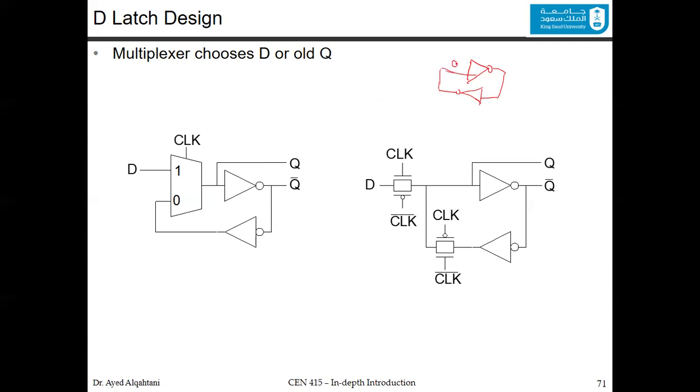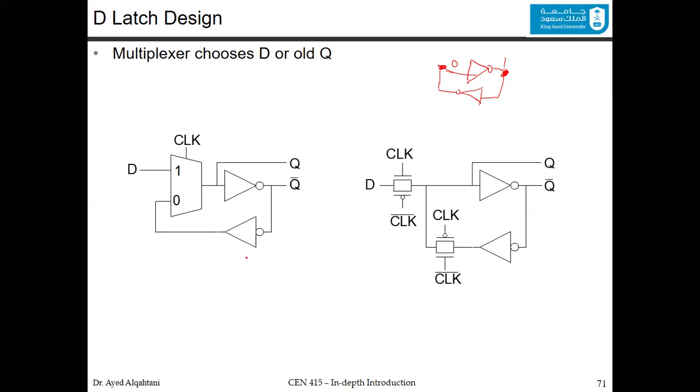So if you have 0 here, this inverter will have it as 1, and the 1 will be input here, and you will flip again to 0, to 1, 0, 1, 0, 1. So if you look at here, you will see 1 all the time. If you look at this connection, you will have 0 all the time. This way you save the value. But now we need to control this.